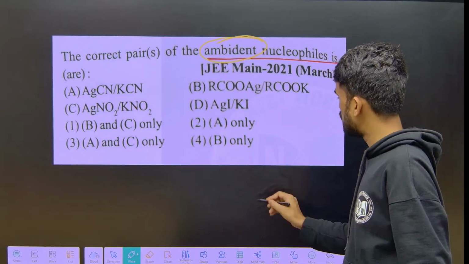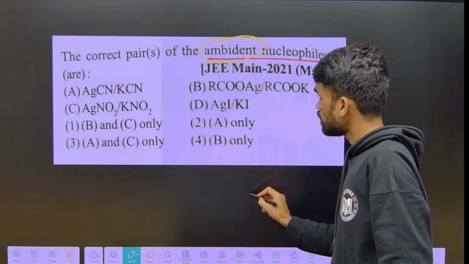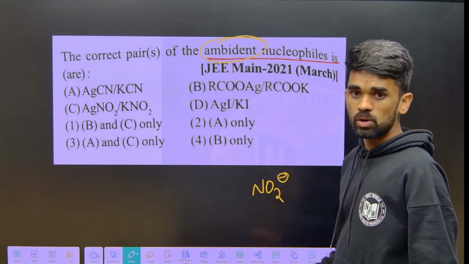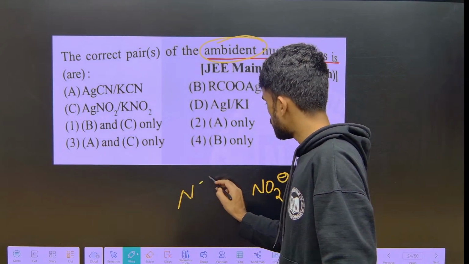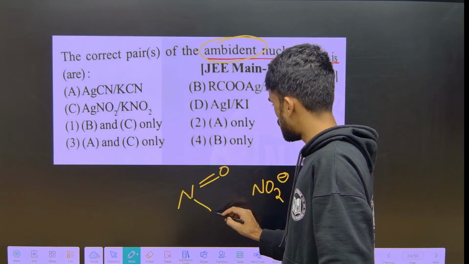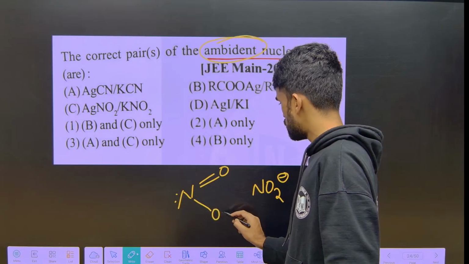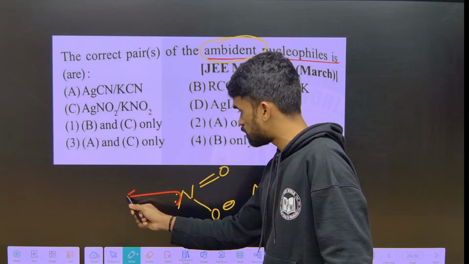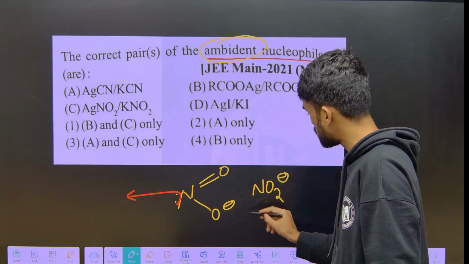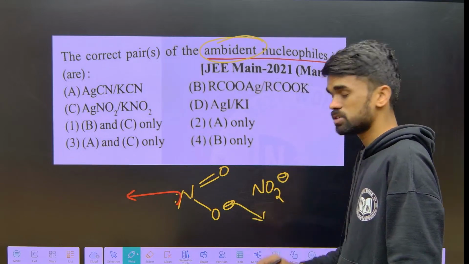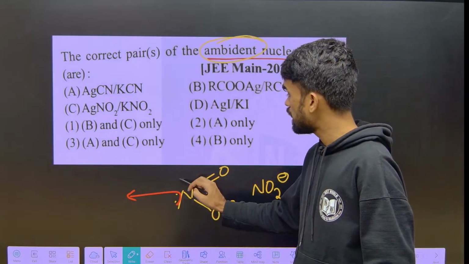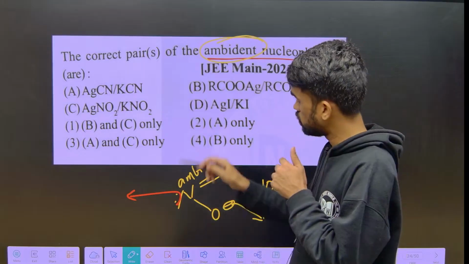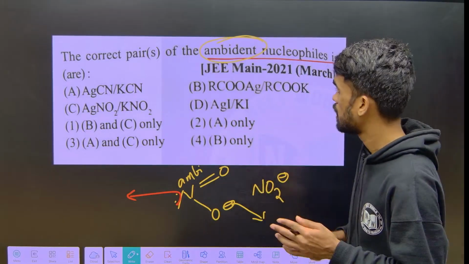Okay, so now when I say NO2 minus, look here, nitrogen having one oxygen like this and one lone pair here. Now nitrogen can form a bond from this side using its non-bonding electron or using this negative charge. Now I can say it is an ambidentate ligand. Like this, you need to identify from the four options. Okay, next.